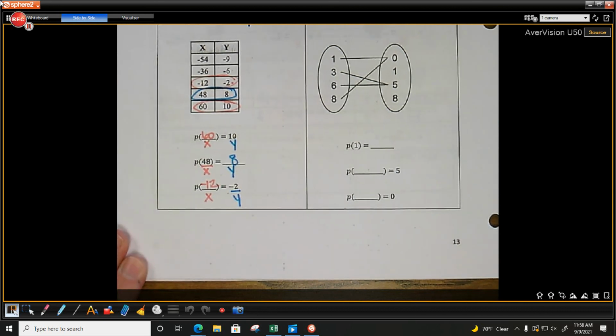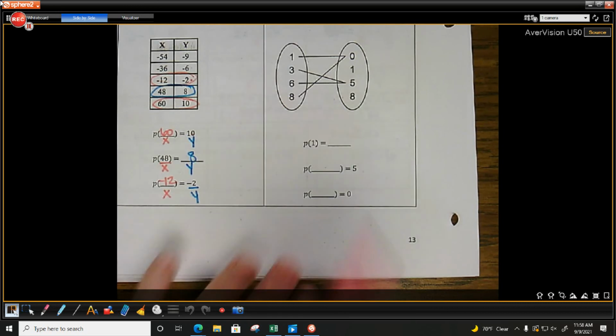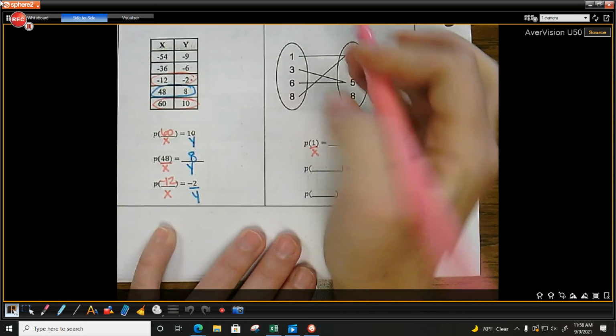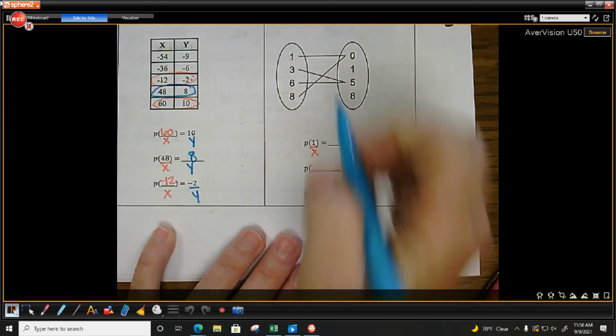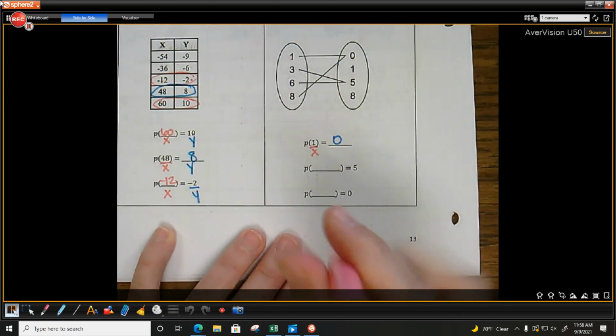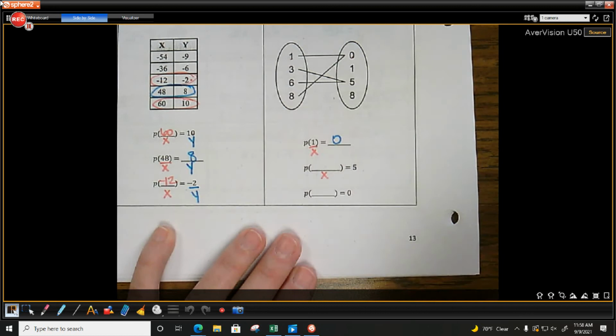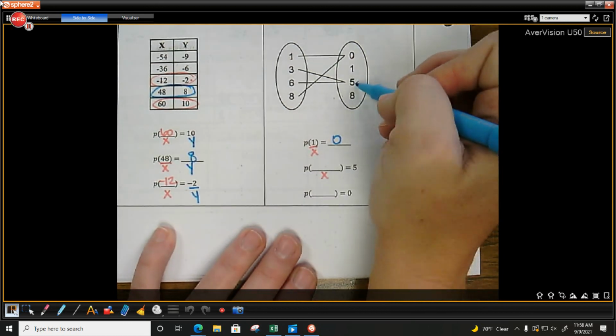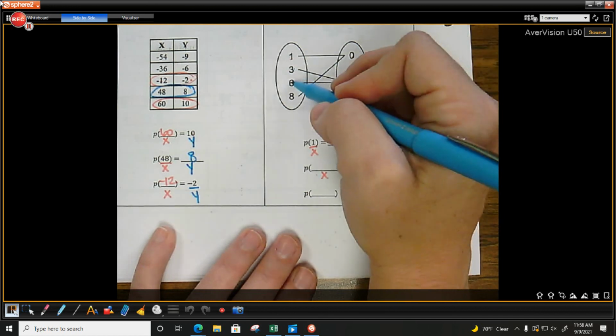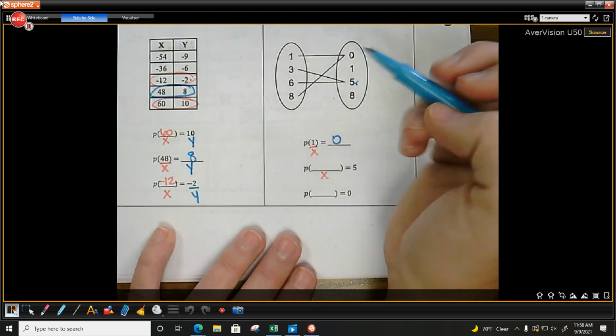Okay, last one, mapping diagram. When x is 1, it's paired with 0. When x is something, it's paired with 5. So 5 is the y value. 5 goes to which x value? 3 or 6. Can you pick either? Yeah, both work. If you put 6, that's right too.